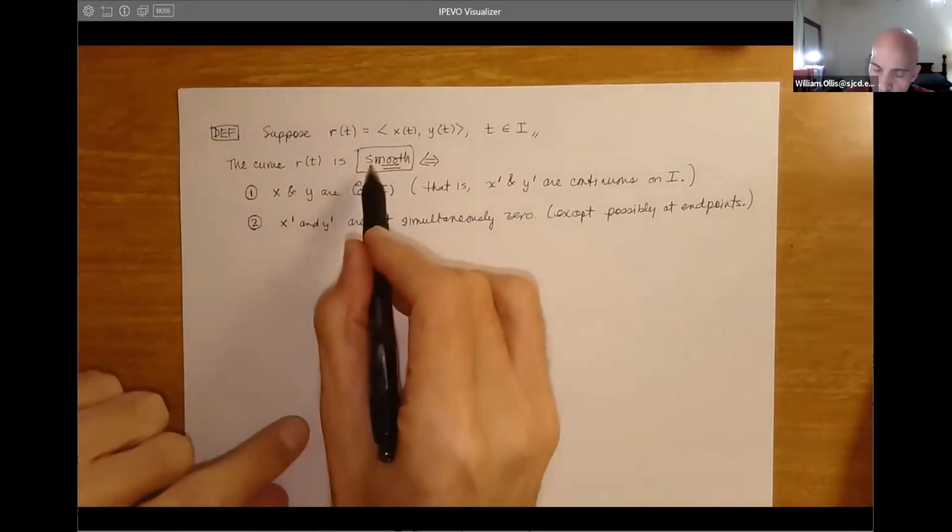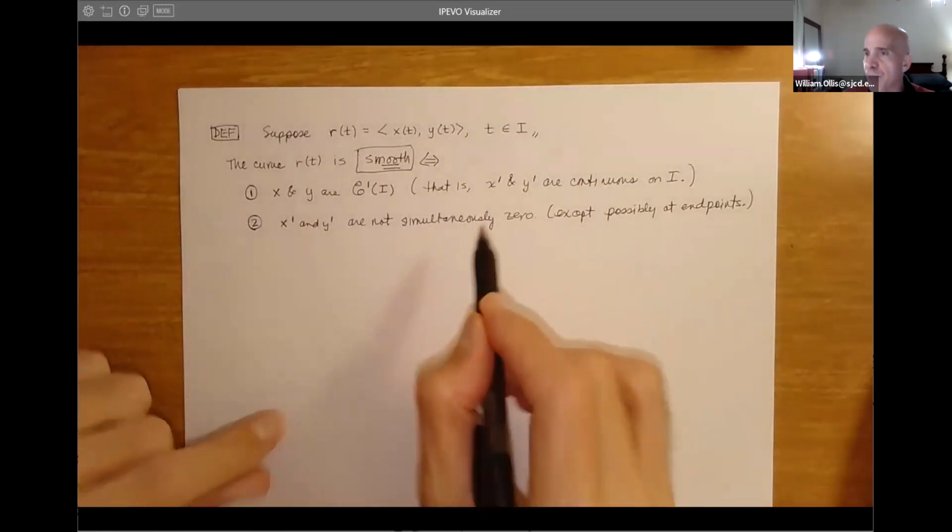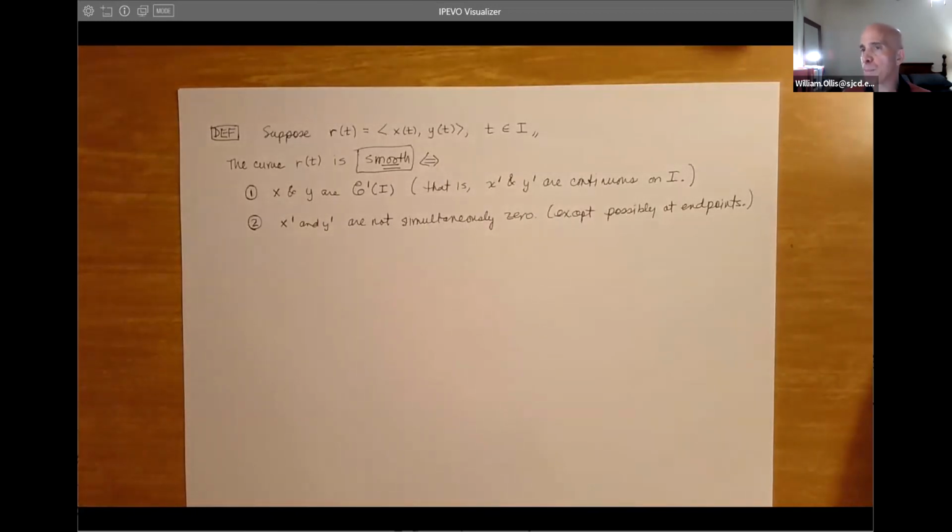So this word smooth really portends that we've got a situation of a nice, well-behaved curve, like you're driving on the freeway and it's nice and smooth. That's the geometry that's going on here. And so when you think about this, we can look at parameterizations and figure out whether or not they're smooth. So here's one thing I wanted to show you.